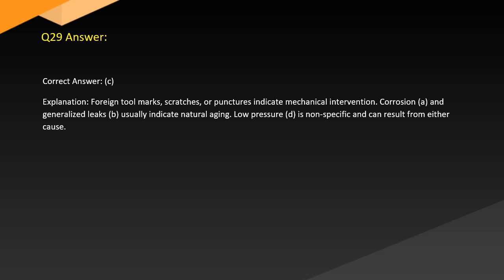Answer. Correct answer, C. Explanation. Foreign tool marks, scratches, or punctures indicate mechanical intervention. Corrosion, A, and generalized leaks, B, usually indicate natural aging. Low pressure, D, is non-specific and can result from either cause.